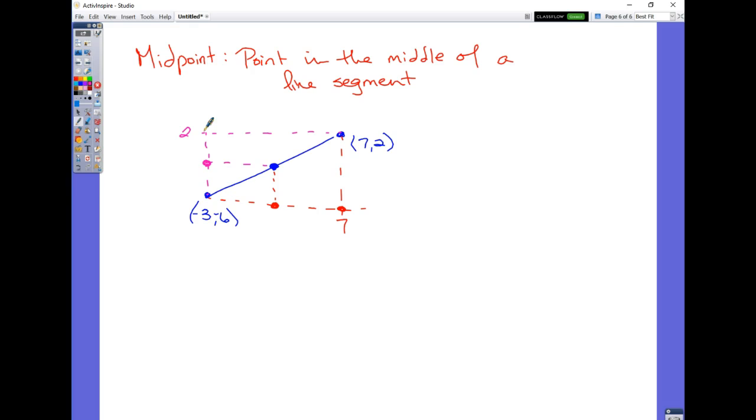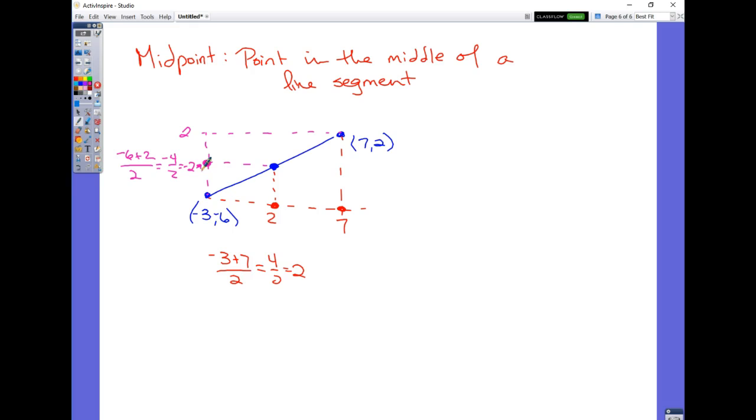And so what I could do is I could deal with the x's and the y's as independent things. I can deal with the x's by saying, well, for the x's, this would be negative 3 plus 7 divided by 2, which would give us 4 over 2, an answer of 2. And for the y coordinates, I could use negative 6 plus 2 over 2, which is negative 4 over 2, which is negative 2, which would be this point right there.